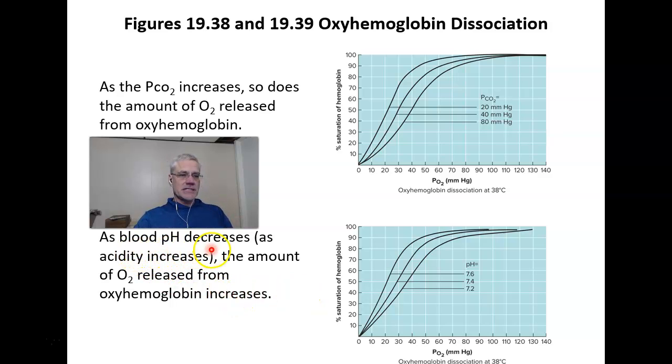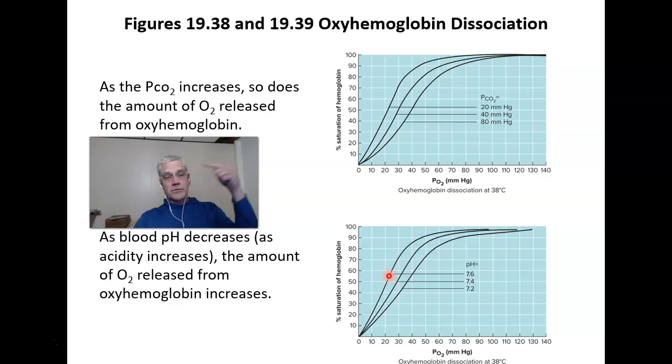Okay, situation 2. As blood pH decreases, remember that means the acidity increases. So, if normal pH is 7.35, if it decreases to 7.2 or 7.1, which is pretty acidic actually for blood, but if it did that, oxyhemoglobin releases oxygen more easily. Again, it's another right shift. If the pH is 7.6, that's more alkaline.